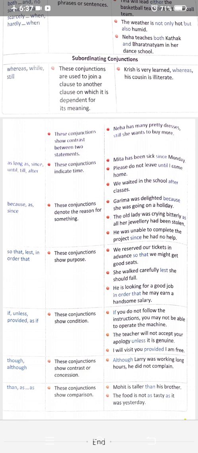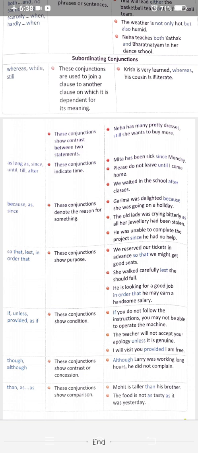So students, next we have the conjunctions if, unless, provided, as if. These conjunctions show condition. If you do not follow the instructions, you may not be able to operate the machine. So these conjunctions are showing a condition. The teacher will not accept your apology unless it is genuine. I'll visit you provided I am free. These are the examples to use the conjunctions if, unless, provided, as if.